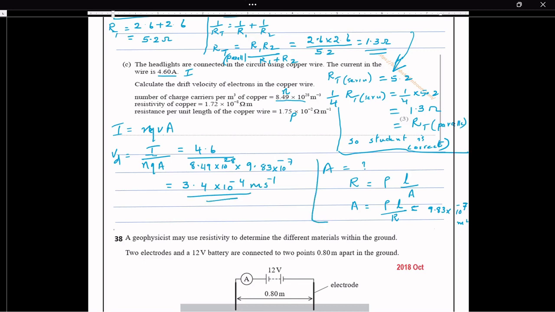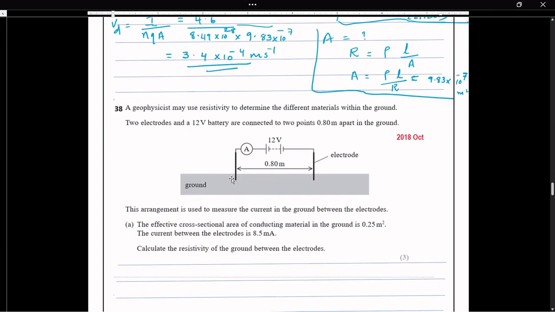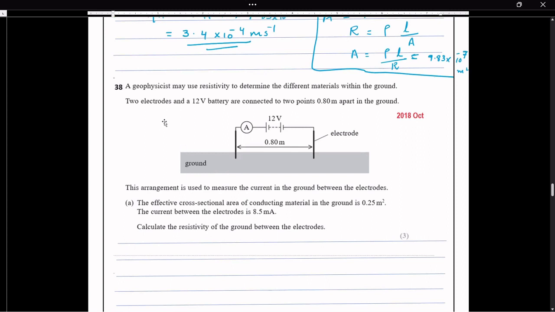Here I calculated the area. Area from this equation, R is rho L over A, and all the values are given. Length is given, rho is given, then resistance is given. So using all these values, we calculated 9.83 and I substituted here. So the drift velocity is 3.4 times 10 to the power of negative 4. Let's move on to the next question.